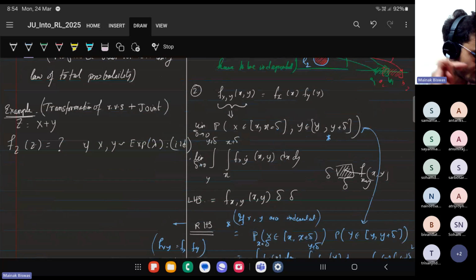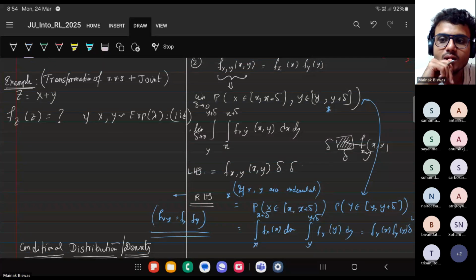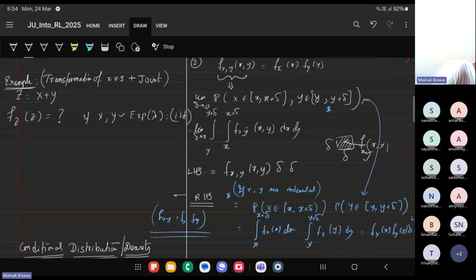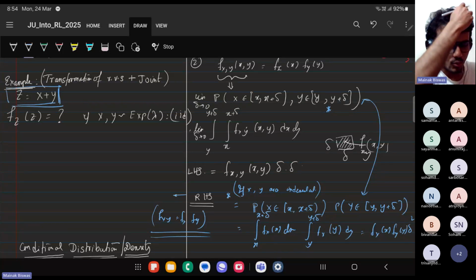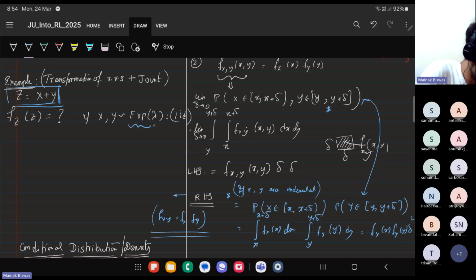So now let's do a very nice question. The first question says that it's a transformation of random variables plus it's a joint distribution. So you are told that Z is X plus Y, and both X and Y are told to be IID exponential lambda random variables, right? You are told to find the distribution of Z or the PDF of Z. How can we do it? Any help?